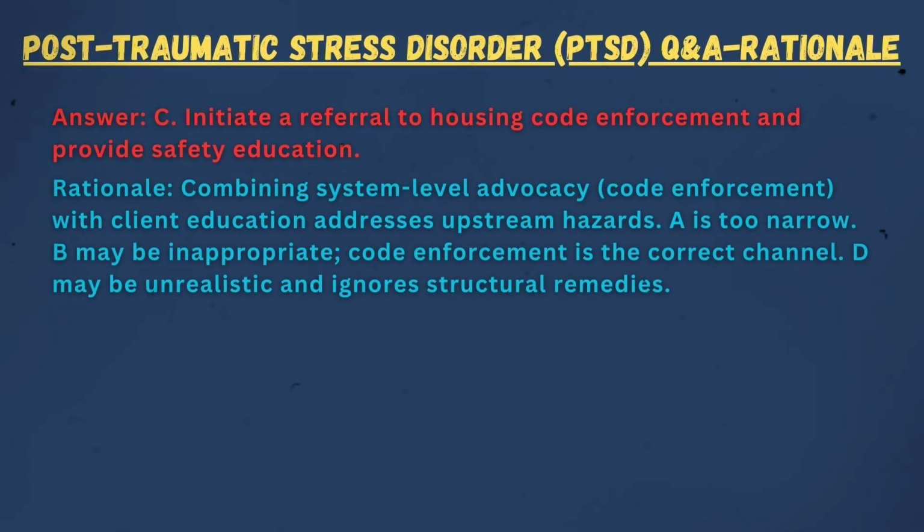Answer. C. Initiate a referral to housing code enforcement and provide safety education. Rationale. Combining system-level advocacy, code enforcement, with client education addresses upstream hazards. A is too narrow. B may be inappropriate. Code enforcement is the correct channel. D may be unrealistic and ignores structural remedies.